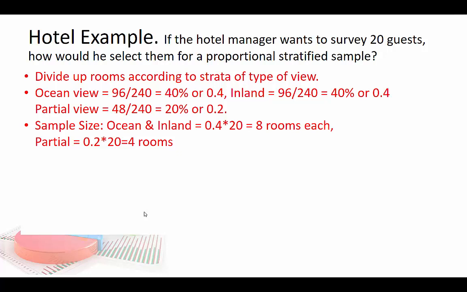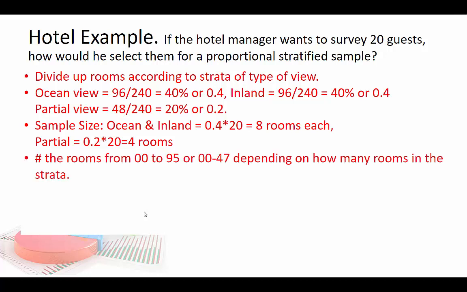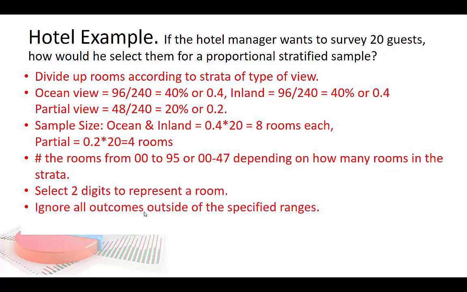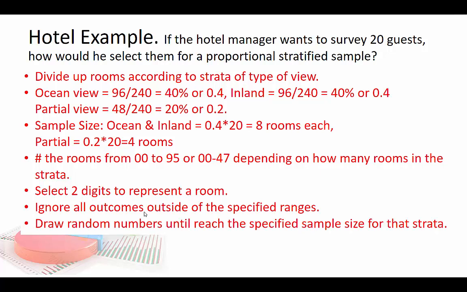So we can number the rooms from 00 to 95 for both ocean view and inland, or 00 to 47 for the partial view, and then randomly sample. We're going to pick 2 digits to represent the room, ignore all outcomes outside of the ranges, and then we're basically going to draw rooms until we get the desired sample size. So we would draw from the ocean rooms until we get 8, from the inland rooms until we get 8, and the partial view until we get 4.